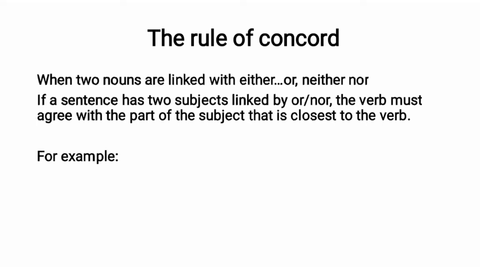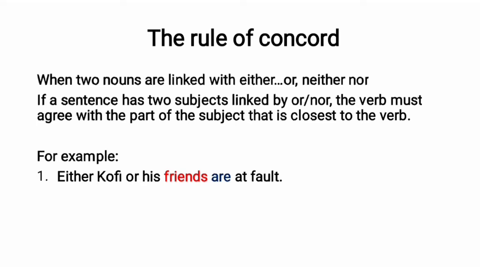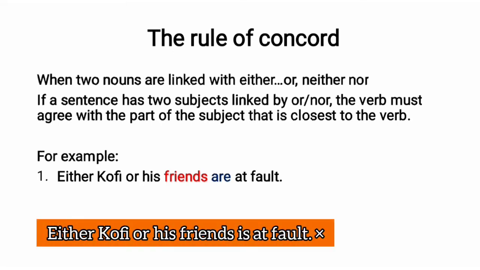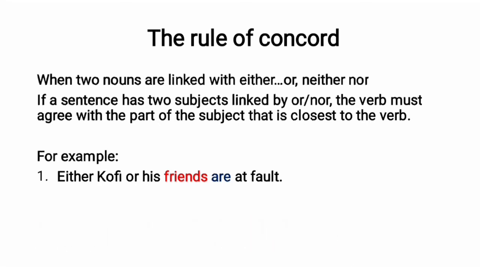So let us take some examples. Either Kofi or his friends are at fault. In this sentence, the noun that is closest to the verb is friends. Friends is a plural subject, therefore, it goes with the verb are. It is therefore wrong to say either Kofi or his friends is at fault.